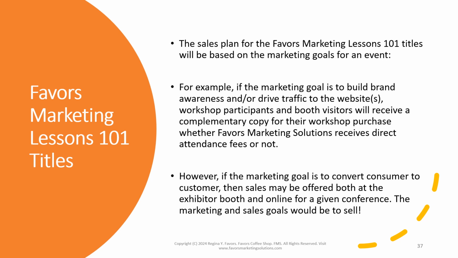However, if the marketing goal is to convert consumer to customer, then sales may be offered both at the exhibitor booth and online for a given conference. The marketing and sales goals would be to sell. So again, if we're at the conference, the marketing goals might not be to sell product. The marketing goal would be to introduce the company, introduce the titles, products, things like that. But at my specific booth, I'm definitely going to push to sell, right? And so therefore, I would need a sales plan.